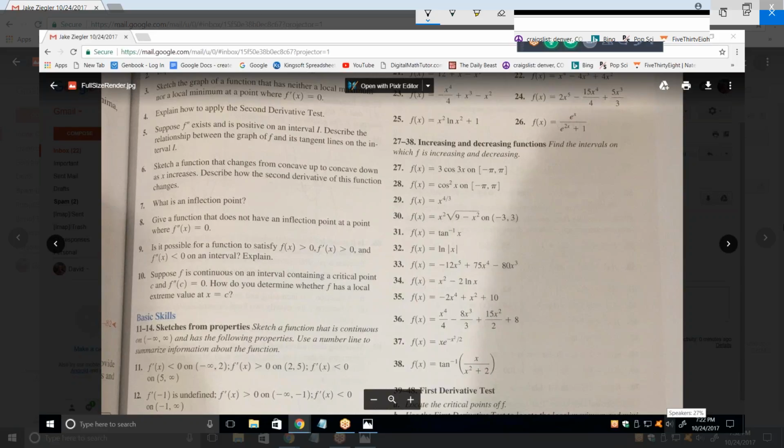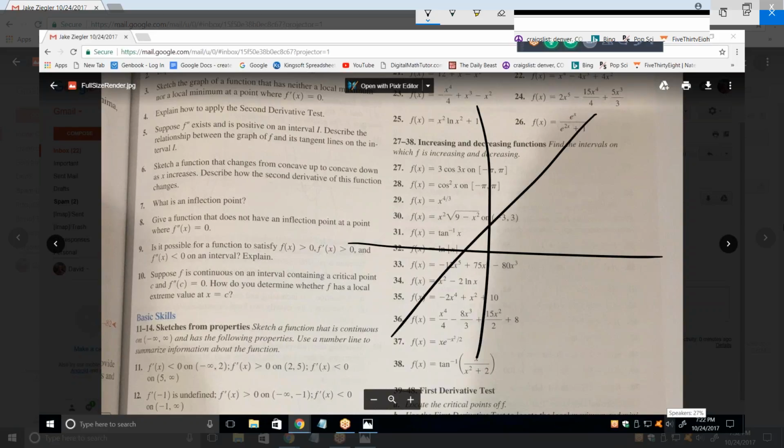Give a function that does not have an inflection point where the second derivative is equal to 0. Well, let me think for a moment. The second derivative is equal to 0 and it's not an inflection point. Would it be like 5x or something like that? Because then the second derivative would just be 0, because you're taking a derivative of a constant after that. Yeah, good answer. In other words, y equals 5x. You're absolutely right. That's a perfect function.